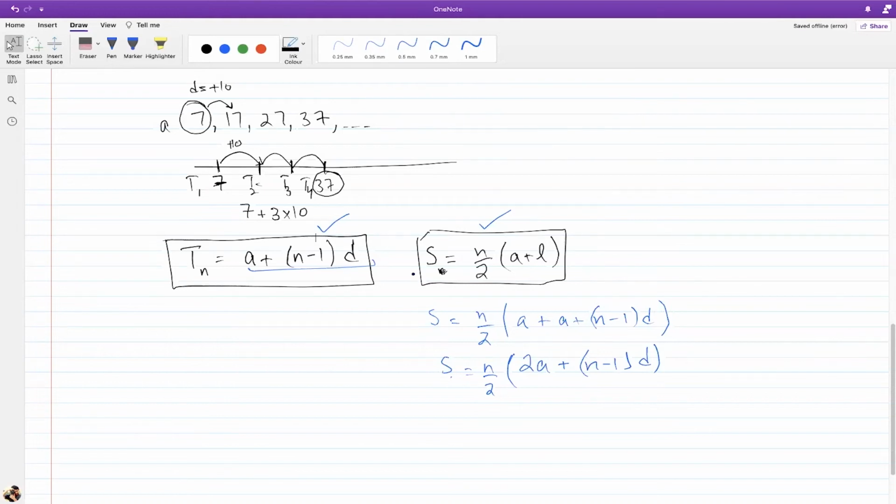There will be questions where they'll ask you to find a certain term. There will be questions where they will give you a term and they'll ask you what the term is. And lastly, they'll ask you for sums. So let's do some questions, and then after that, we will move on to GP.